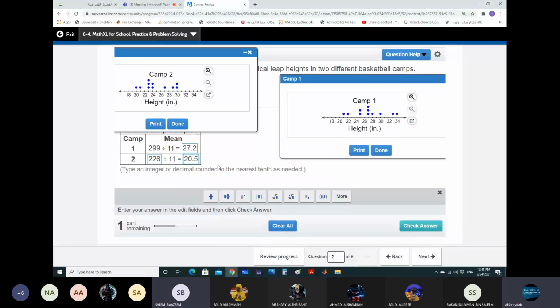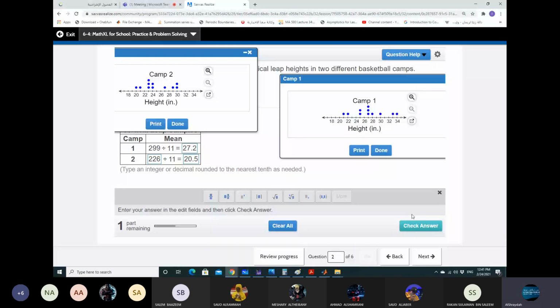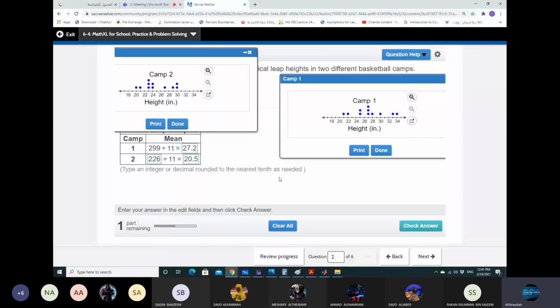Do you understand why we approximated to 20.5? Because here the number is less than 5. So it's 20.5, rounded to the nearest tenth. Why is it wrong? Do we have a mistake in the calculations?